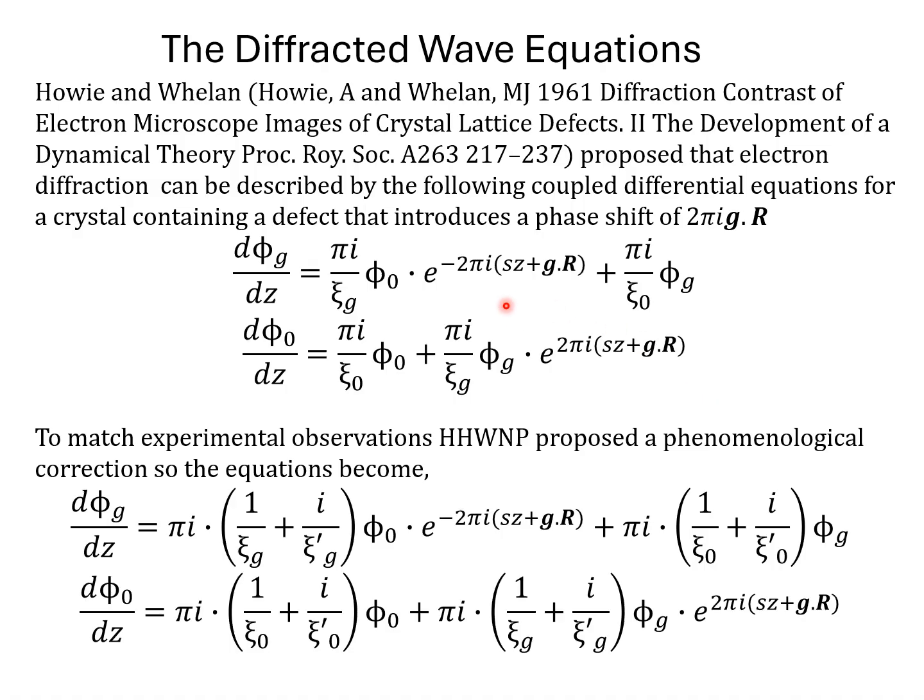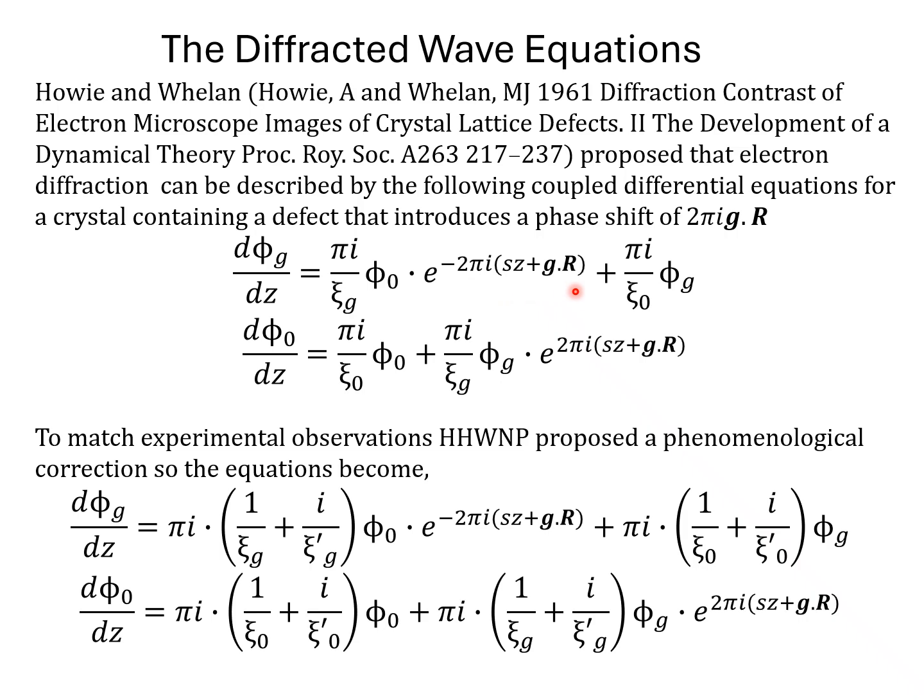In this particular case, the deviation from the Bragg condition is represented by Sz. Z is a distance in real space going down the crystal, and S is a distance in reciprocal space, which is the deviation from the diffraction condition. That is the deviation of the diffracting vector of a normal plane and the Ewald sphere.